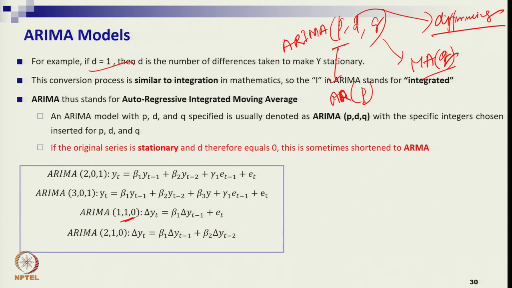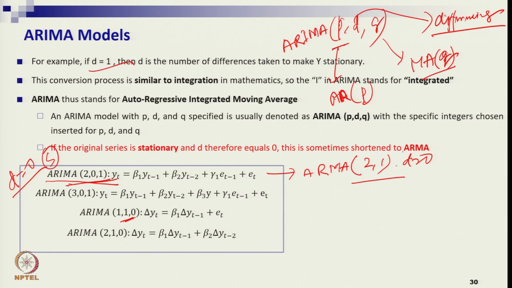Look at the illustration here. Suppose this model. Here we can say that D equals to 0, so data are stationary. It is nothing but ARIMA 2, 1, because D equals to 0, data are stationary. Initial data were stationary, right? So your D is 0. You don't have to do differencing.